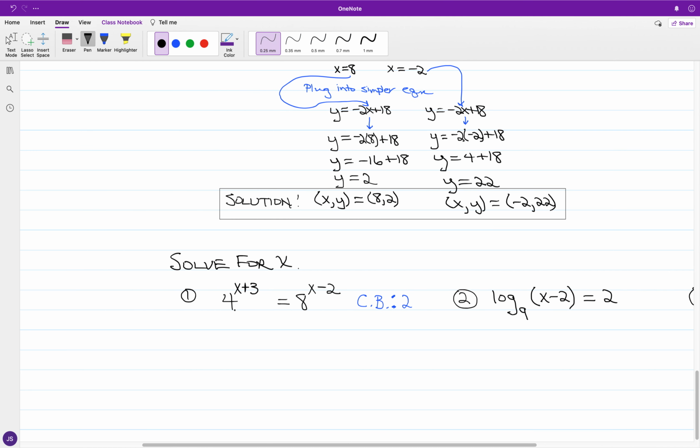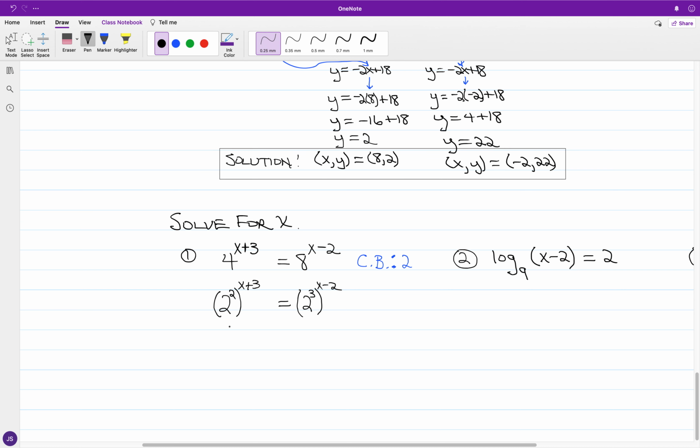Now, for 4 and 8, both of those numbers are integer powers of 2. And for 4 raised to the x plus 3 power, 4 is going to be 2 squared, and 2 squared, in turn, we have raised to the x plus 3. And for 8 to the x minus 2, 8 is 2 cubed, and 8 to the x minus 2 becomes 2 cubed to the x minus 2 degree.